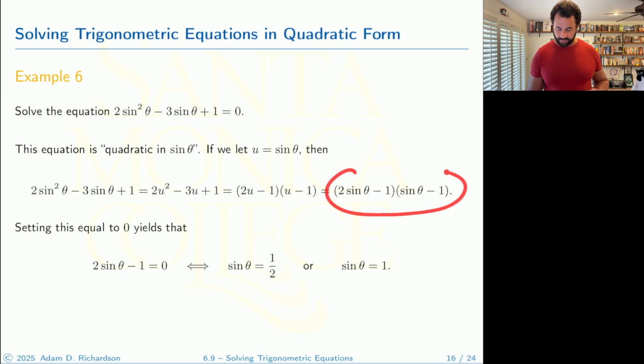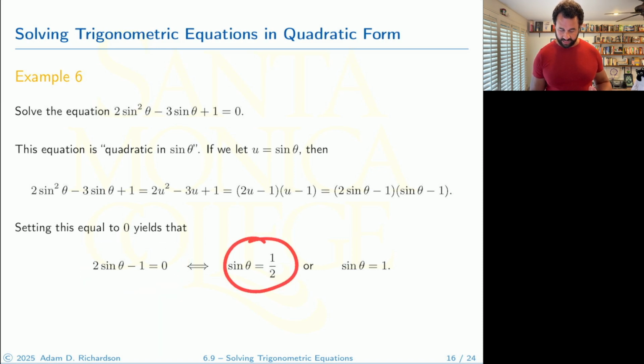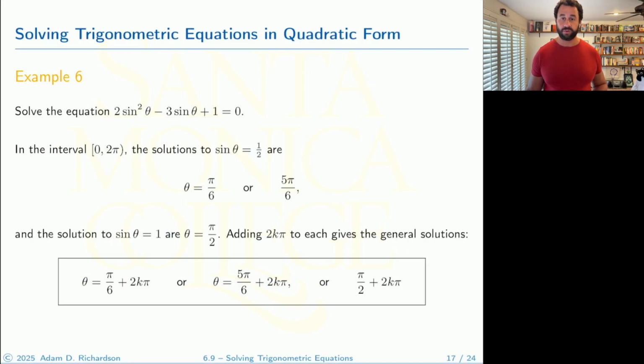Now we can set this expression equal to 0. We can use the zero product principle. This being 0 yields sine of theta equals 1/2. And this being 0 yields sine of theta equals 1. There we go. So now we're back to where we were in the beginning of this lesson. What angle has a sine value of 1/2? And then what angle has a sine value of 1? All right, that's where we're at.